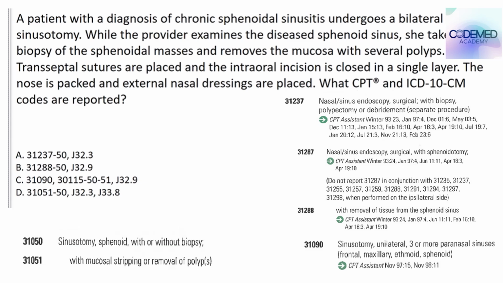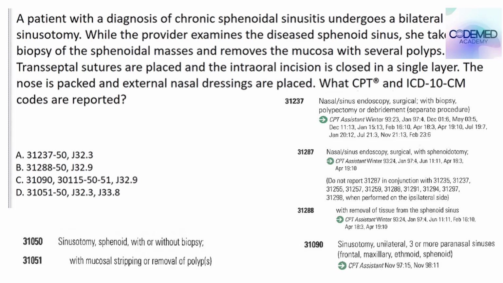A patient with a diagnosis of chronic sphenoidal sinusitis undergoes a bilateral sinusotomy. While the provider examines the diseased sphenoidal sinus, she takes a biopsy of the sphenoidal masses and removes the mucosa with several polyps. Transseptal sutures are placed and the intraoral incision is closed in a single layer. The nose is packed and the external nasal dressings are placed. What CPT and ICD codes are reported?